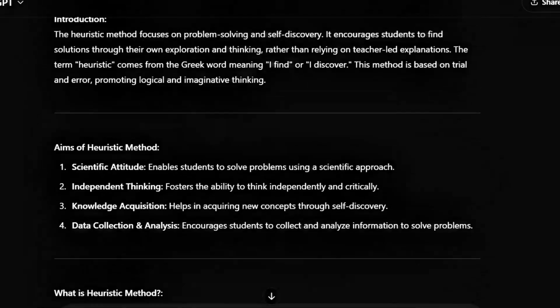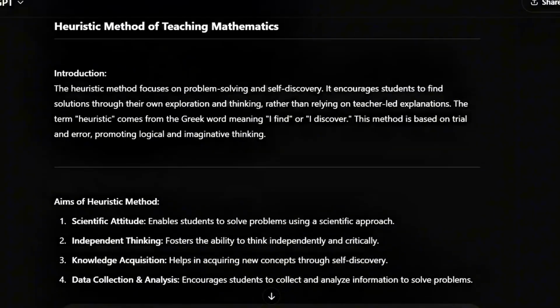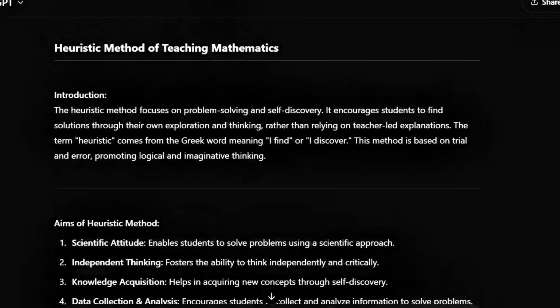Thanks, Cameron. Here's your content on the heuristic method and project method of teaching mathematics, neatly formatted without changing any content, just cleaned up for readability and presentation.